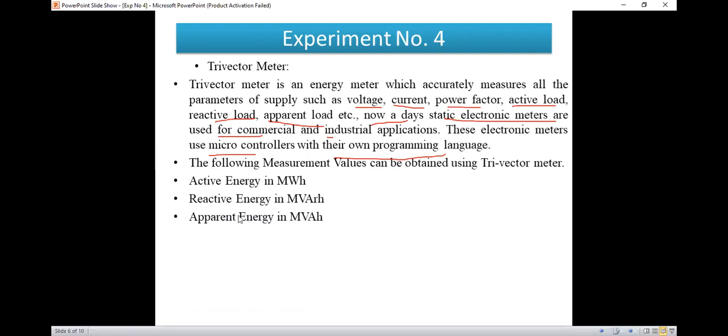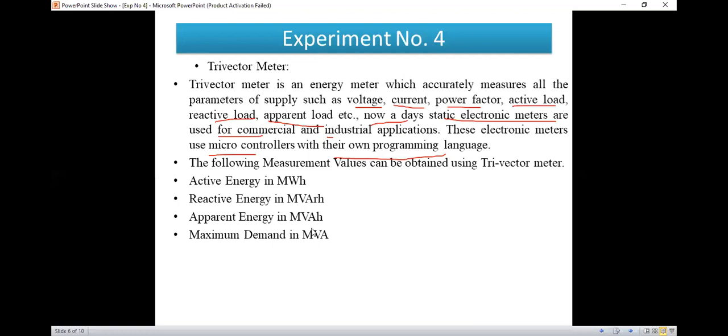Then apparent energy, that means all three types of power, that is active power, reactive power, and apparent power. All of these can be measured, or all the energy considering its duration, that means the time. So here the h is multiplied. So that is active energy, reactive energy, and apparent energy. Then maximum demand, that is MVA, the maximum demand on that generator, or the maximum demand on that substation.